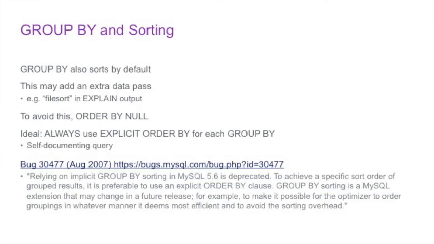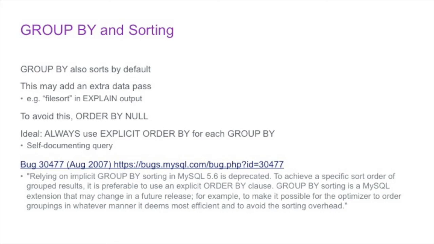Group by, by default, will also order by. It will also sort, does that extra work by default, silently, without you saying yes, please. This may add an extra data pass. Now, when I first learned this, I was like, well, of course, how do you group things if you don't sort them, right? MySQL can do it, yeah.